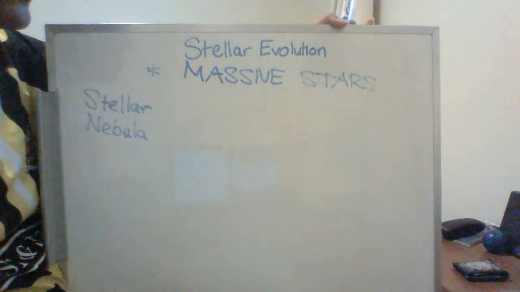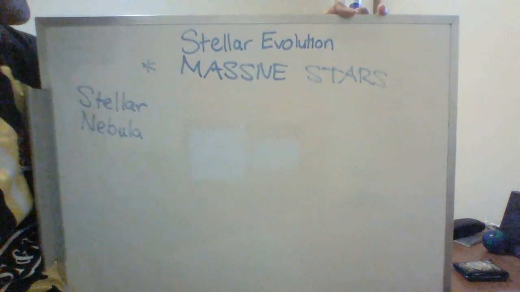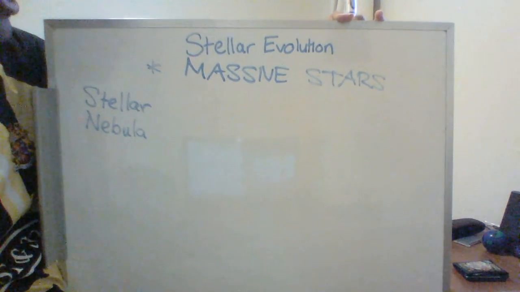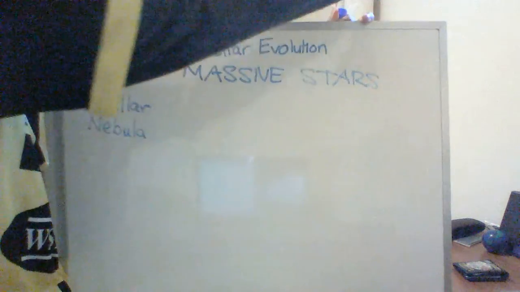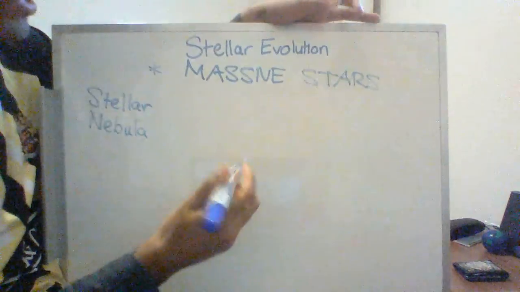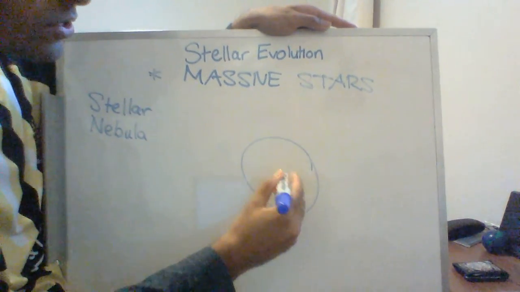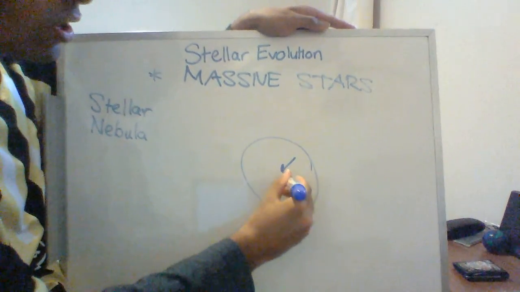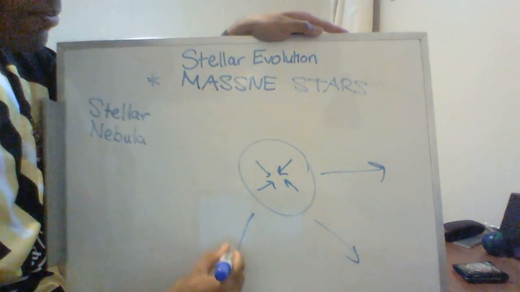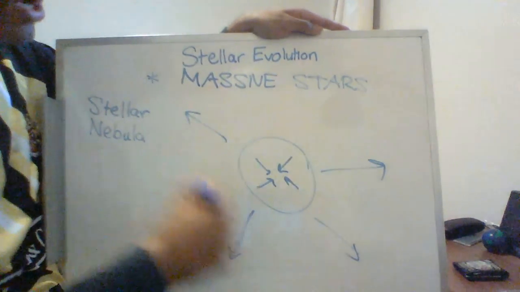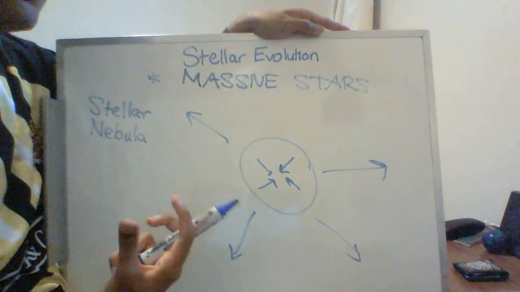Hey guys, so we're gonna pick up where we left off with stellar evolution, and we're gonna be talking about massive stars. Now, one point I just left out about low mass stars before we get into this is that when you have your star, the core collapses in on itself and the outer layers get blown off into space, those outer layers create another nebula.